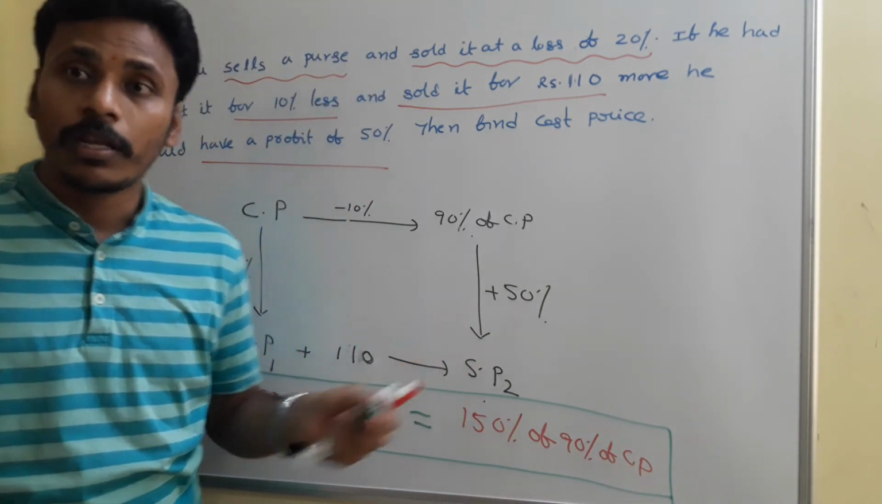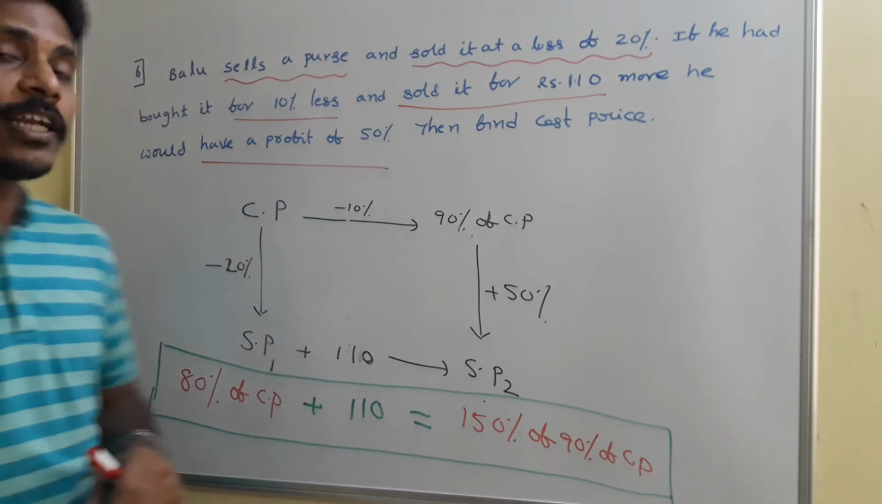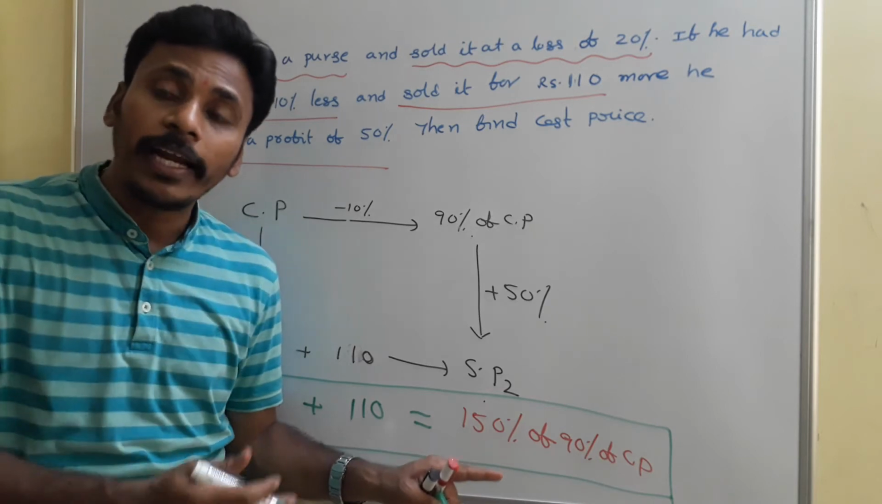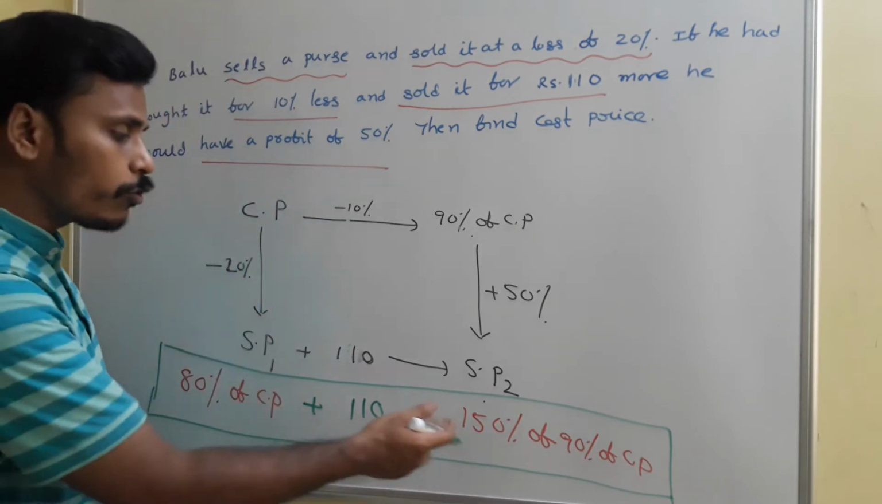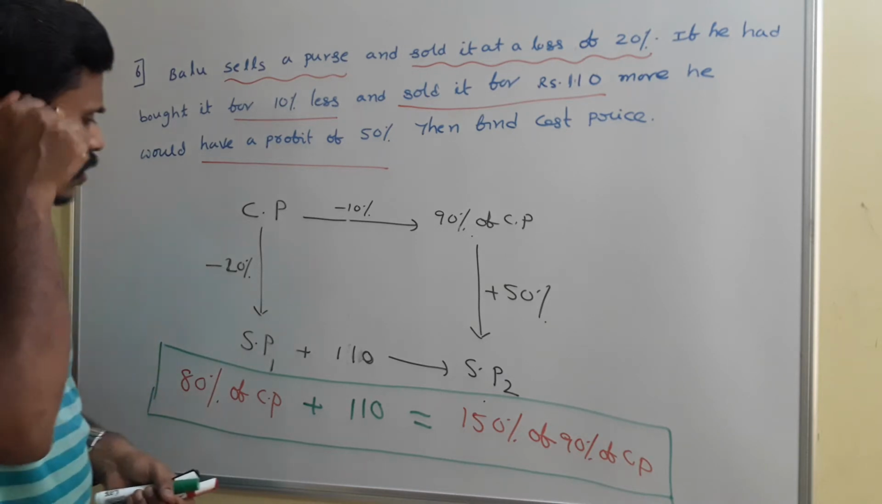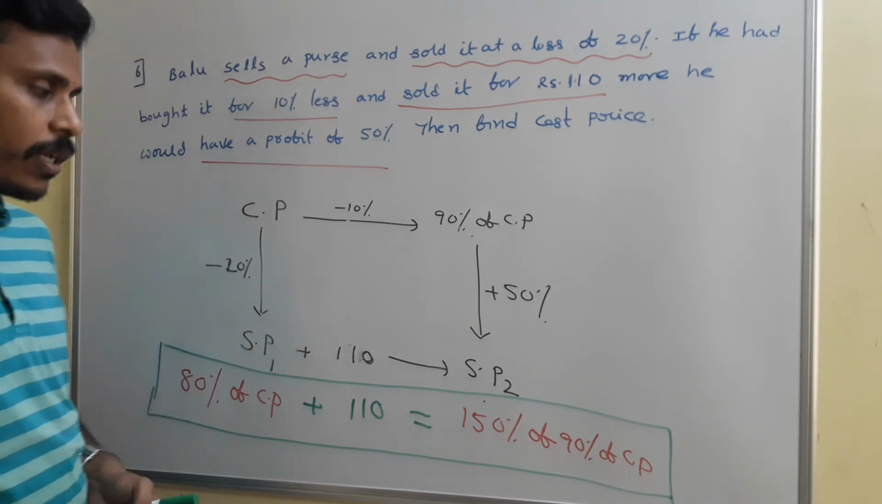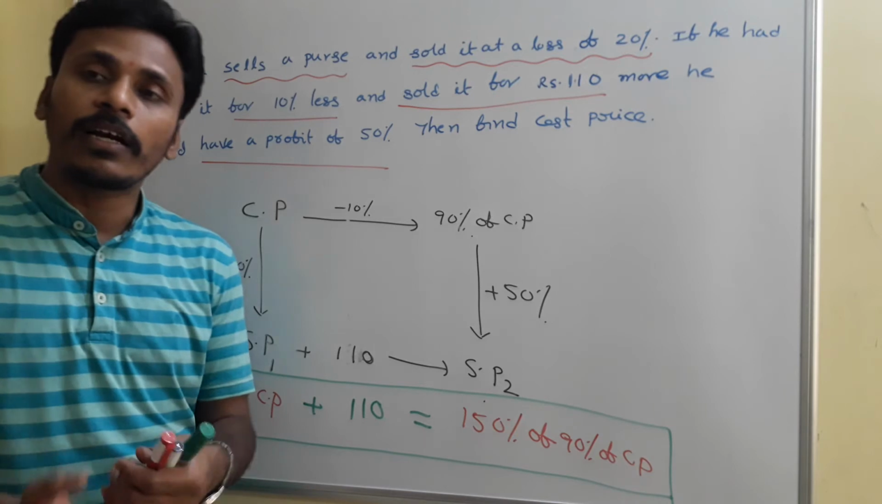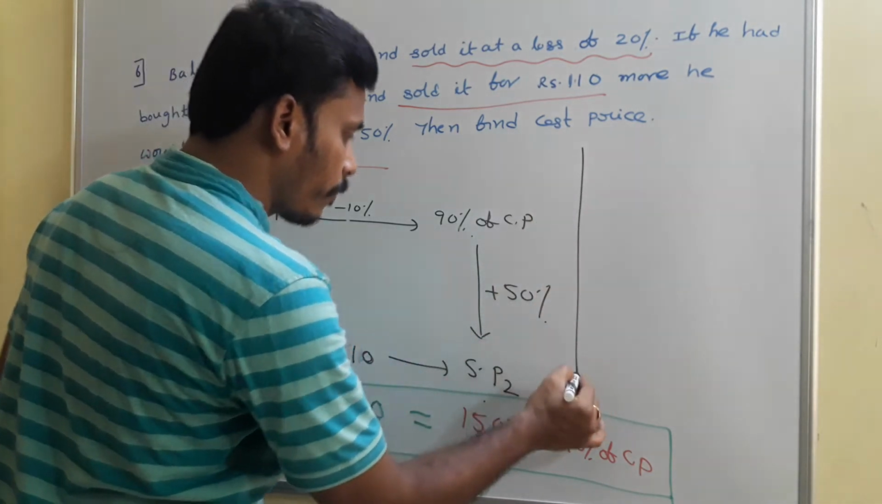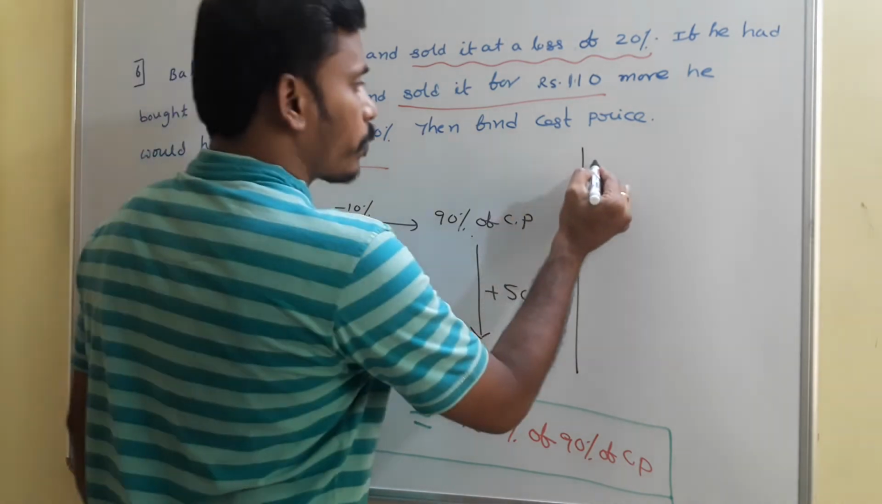There ends the situation. So how to calculate? This is 80% of the cost price and this is 150% of 90% of the cost price. You just try to simplify it. Okay, can I solve the problem? See, one way is that directly using percentages we can simplify, and the other way is by converting it to fractions also. See, directly how to simplify. Just have a look at this. This is 80% of the cost price.